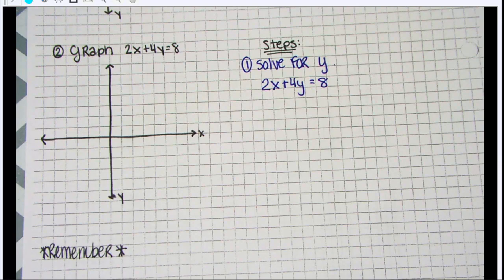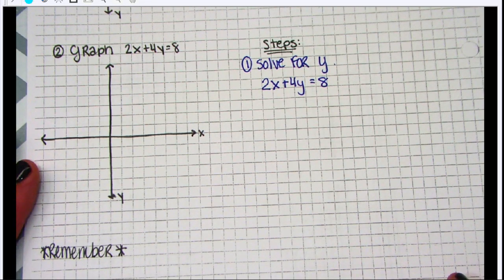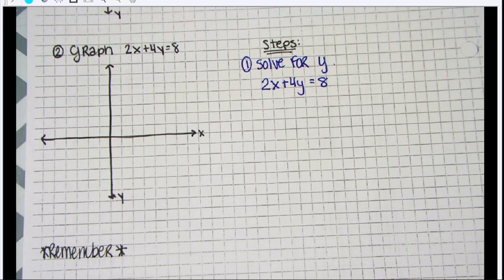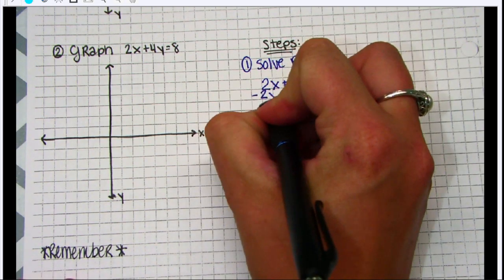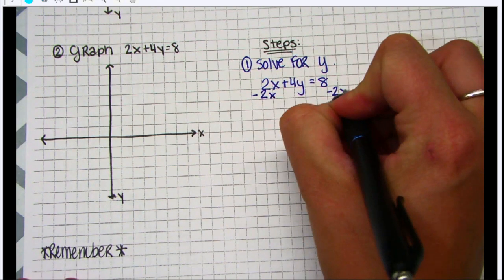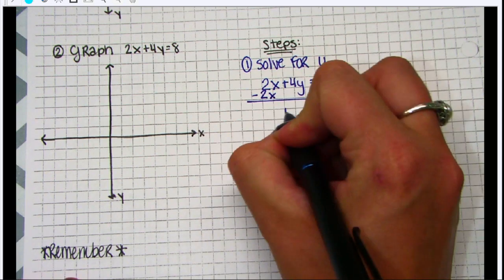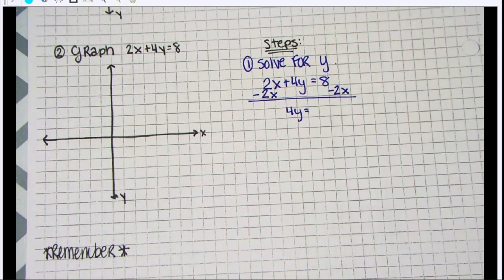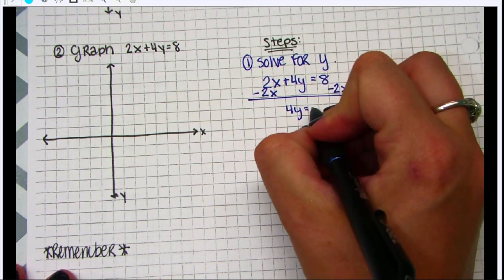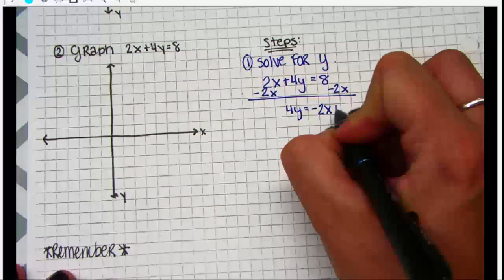So what's the first thing that we should do? Yeah, it's destroyed. Okay, we want to move 2x. How do we move 2x? Good, negative 2x. So I should have 4y equals, what do I put first? Negative 2x. Good. Negative 2x plus 8.